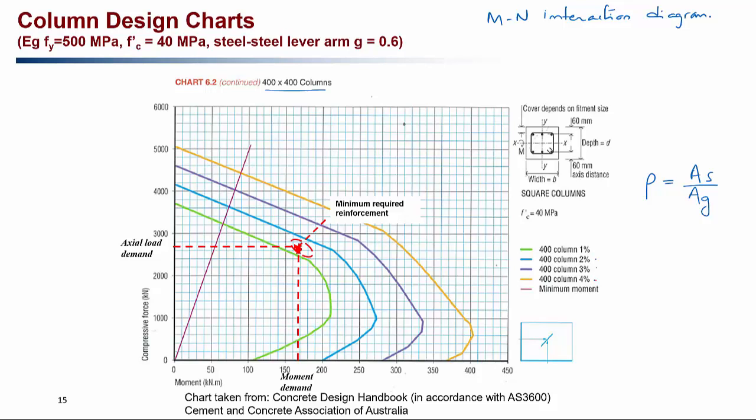So now what we do for the design of the column is we first find out what is the external bending moment acting on the column.